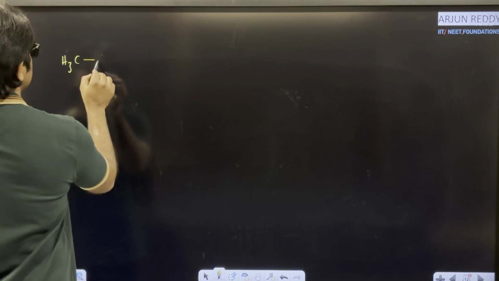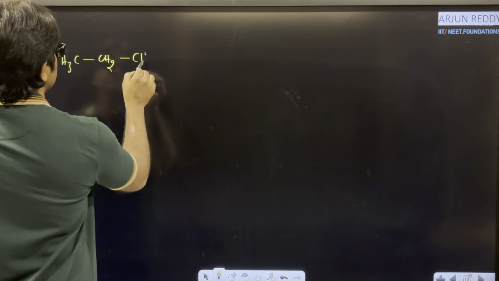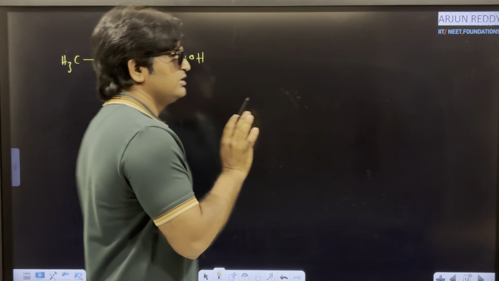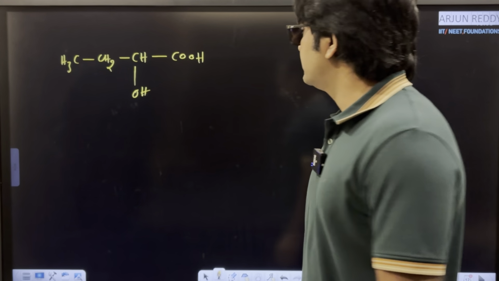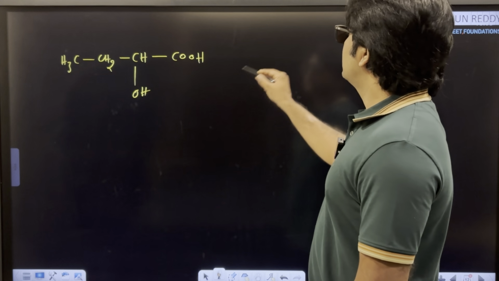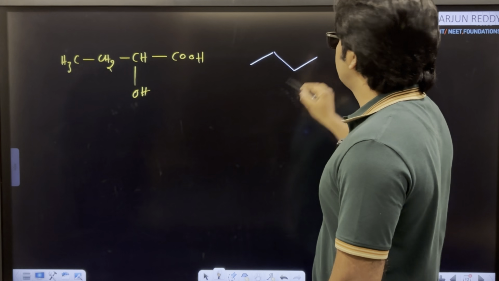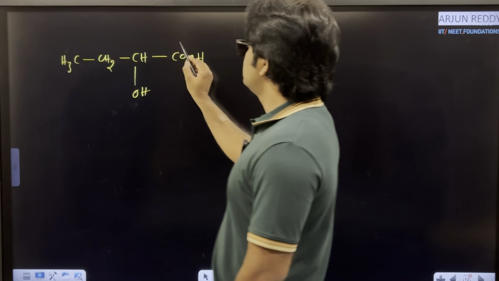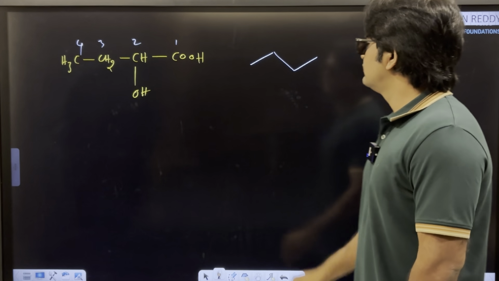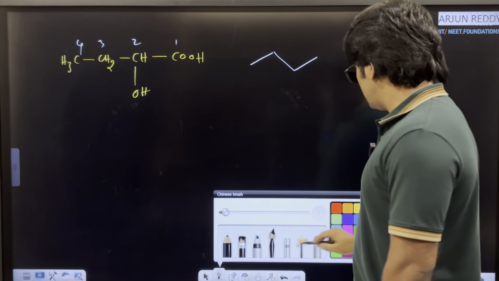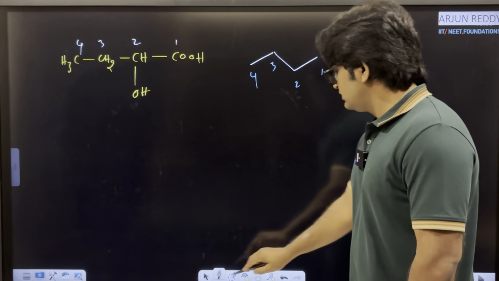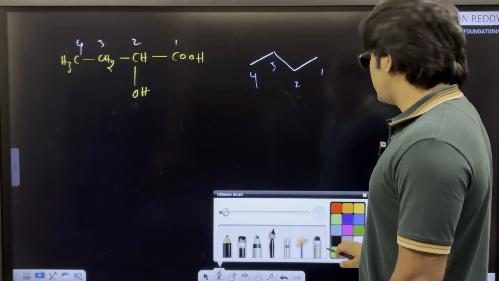CH3, CH2, CHOH, and COOH. For example, this is the given molecule. Clear? What is the bond line formula for this one? Totally 4 carbons are there. Just I am taking like this with 4 carbon atoms. Otherwise you can take numbering also conveniently: 1 2 3 4, 1 2 3 4.